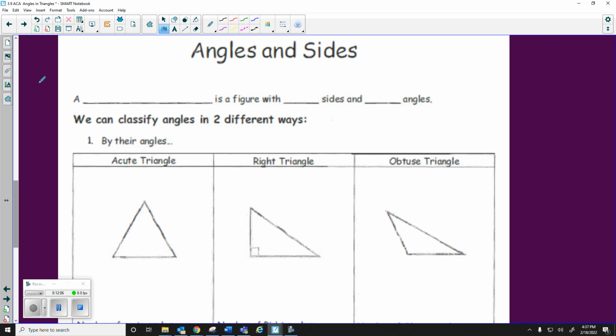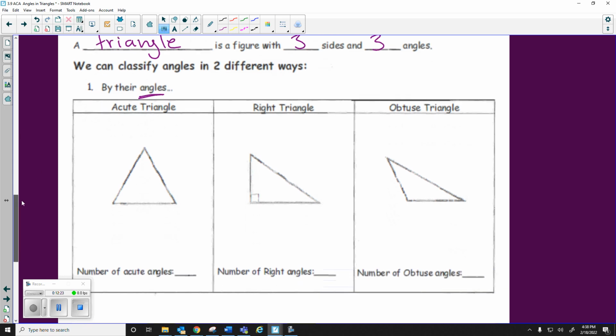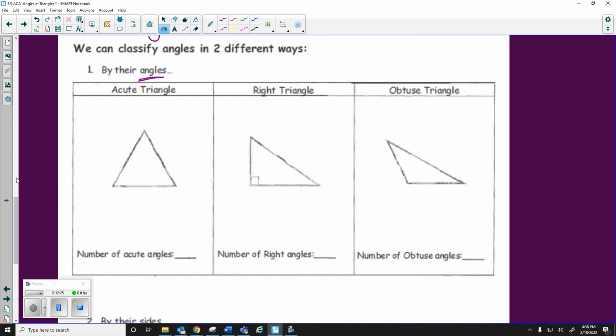Okay, so going into triangles, just like in the BrainPOP video, we can classify our triangles. A triangle is a figure with 3 sides and 3 angles. We can classify it in 2 ways: by their angles and then by their sides, which is what they showed us in the video.